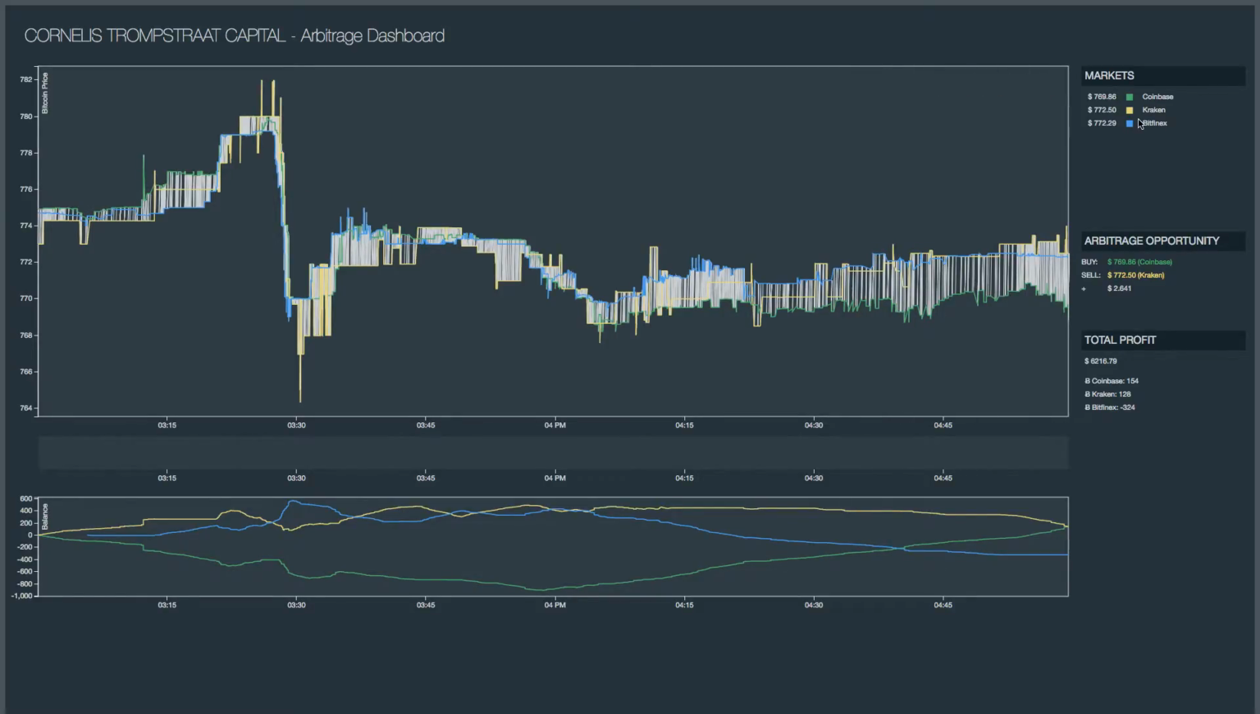I'm also able to deactivate and activate markets. So if I click on Bitfinex, it would deactivate this market and remove the line. You might see that it would also highlight it. If we have a couple of more markets, that could be helpful.